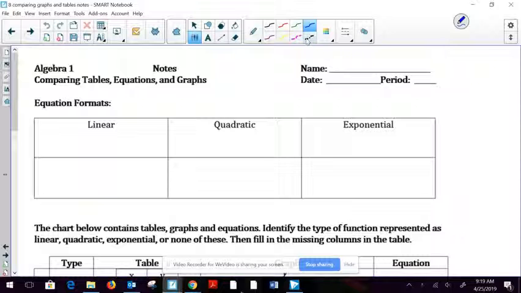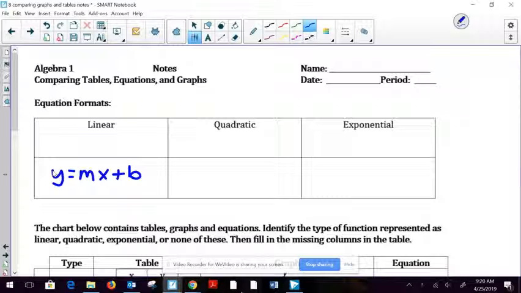If we think about our linear equation, those ones are typically in the format of y is equal to mx plus b. In this case, x does not have an exponent other than 1. So for linear, it's going to be a straight line.